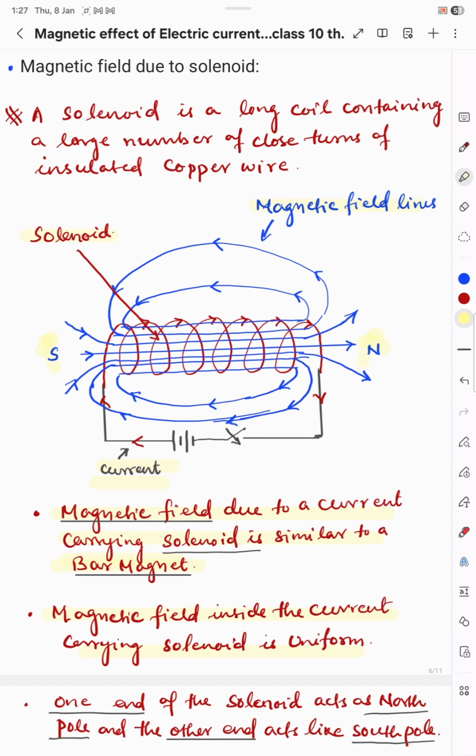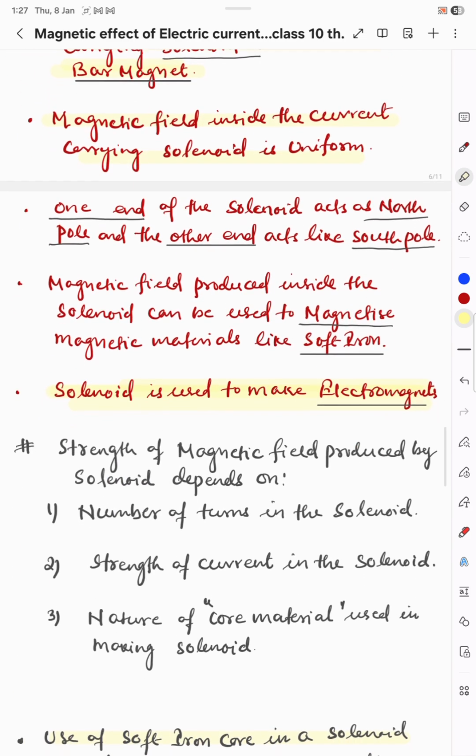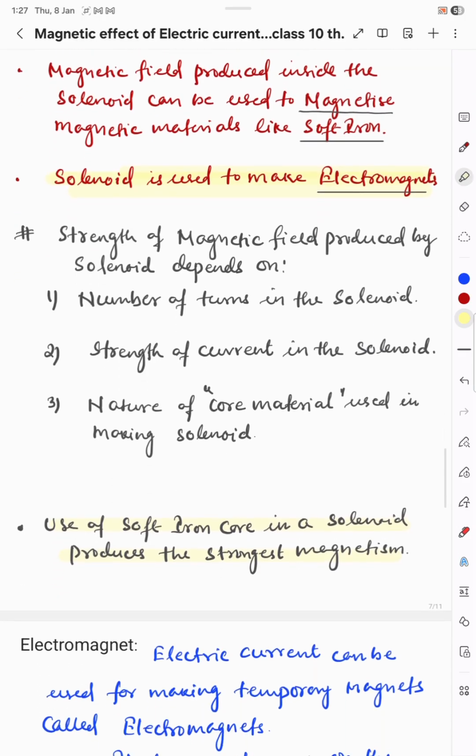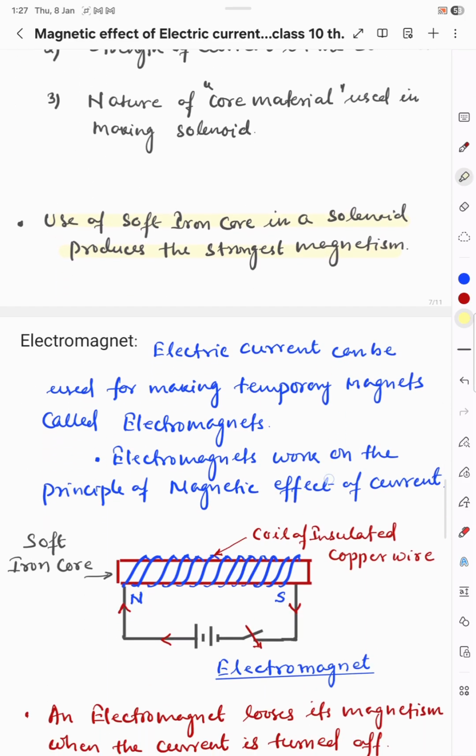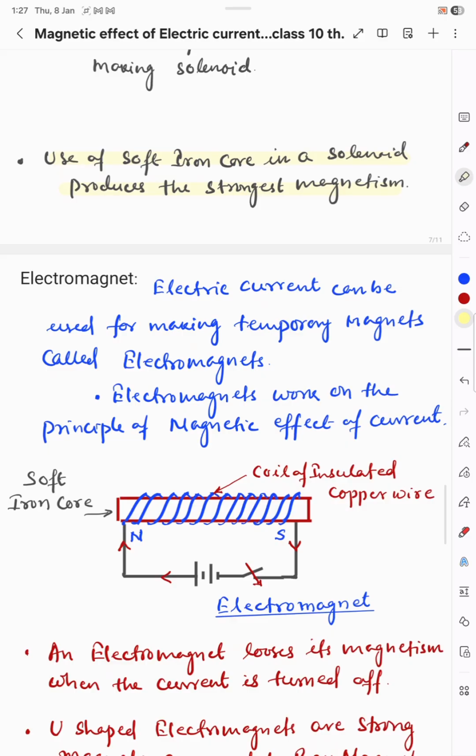So solenoids can generate very strong magnetic fields, and hence they are used for the production of electromagnets. Now what are electromagnets? Electromagnets are basically magnets which are produced due to the current flowing through a circuit, and the material which has to be magnetized is put inside the coil or the solenoid. So we see electric current can be used for making temporary magnets, and these temporary magnets are called electromagnets.